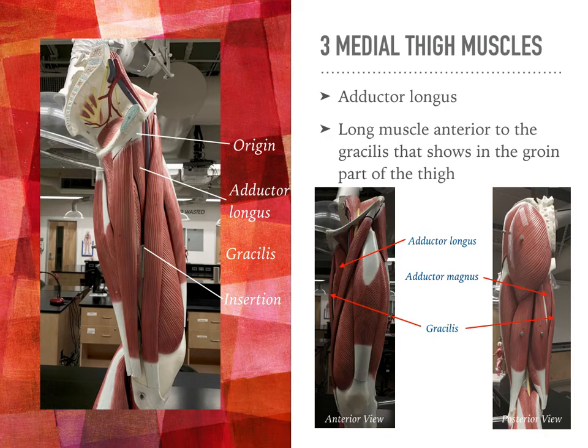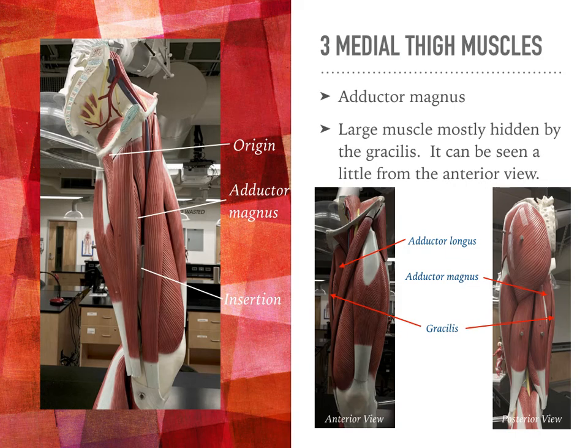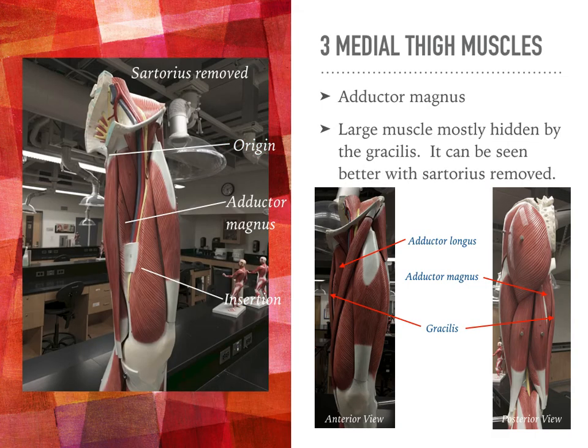And then the 3rd muscle, that one that's a little more difficult, is the Adductor Magnus. In a picture with sartorius removed, you see more of it. Here you see the tiny little bit of it. Here's that picture with the sartorius removed so that you can see it more completely. And it's the largest. That Magnus term has that sense of being larger.